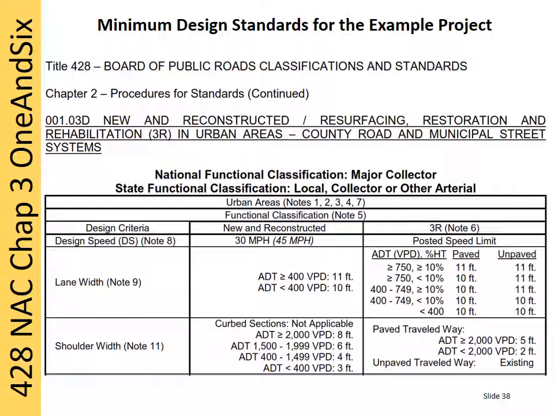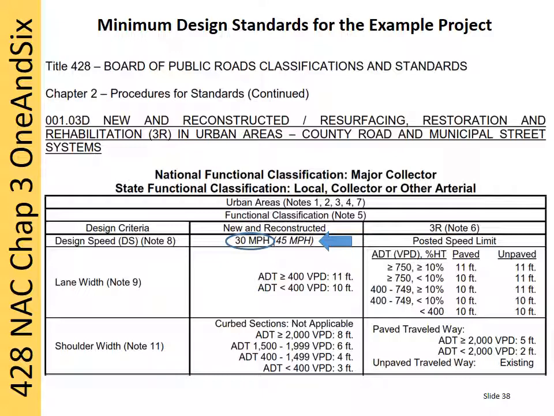The minimum design speed could be anywhere between 30 miles per hour and 45 miles per hour, according to Table 3D. The example project will be designed to a minimum 30 miles per hour. That meets the requirement of Note 8 that the design speed must be equal to or greater than the posted or anticipated speed limit after the work is done and the road is open to traffic. The minimum standard will be met.